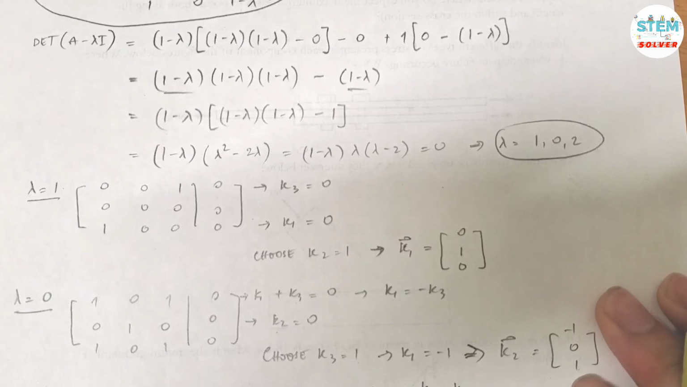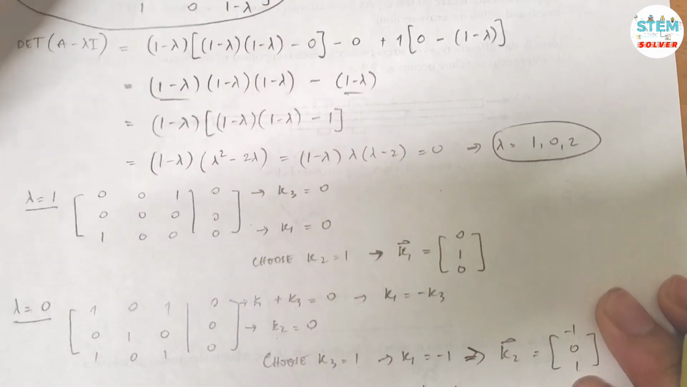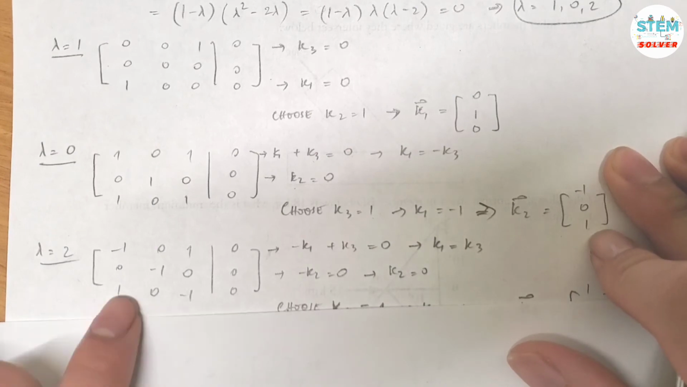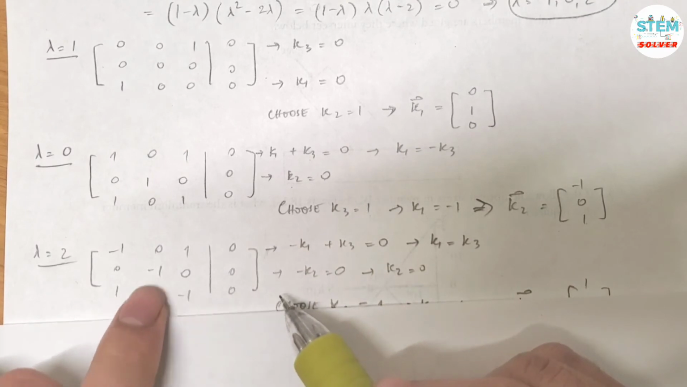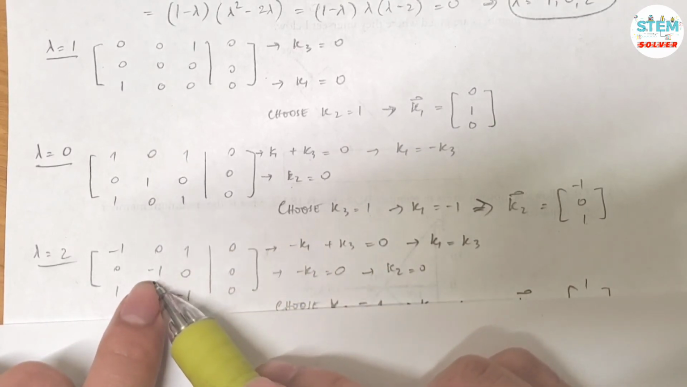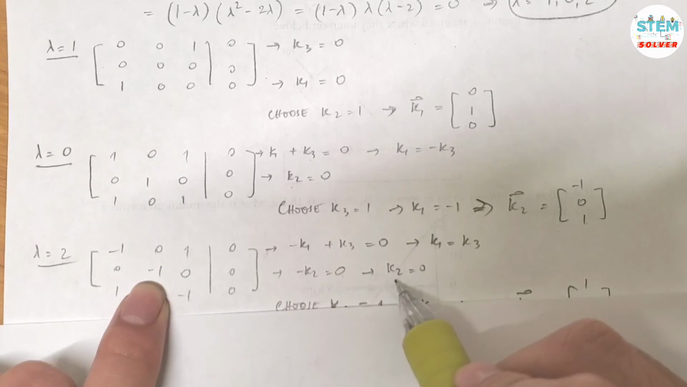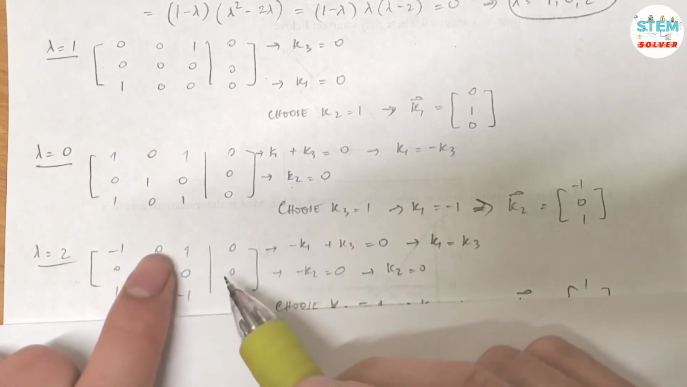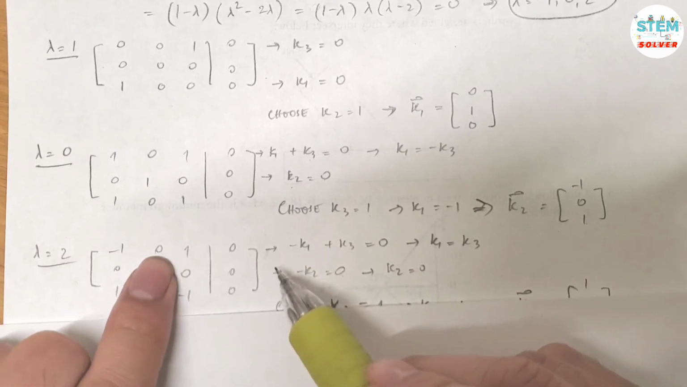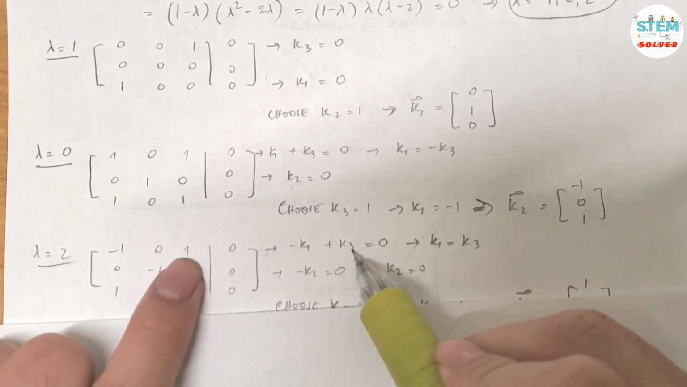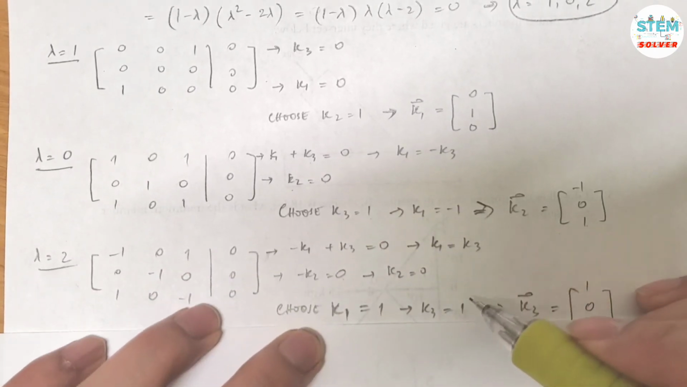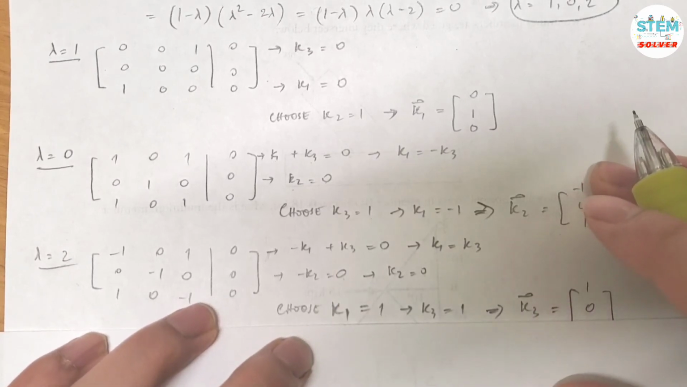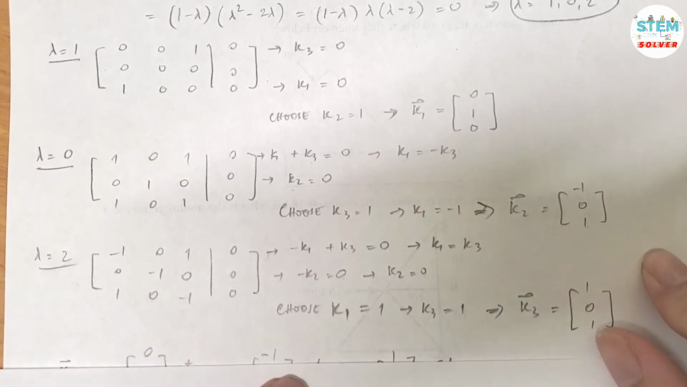Now you are going to do this process one more time for lambda equals 2. So my third matrix is this one, augmented with 0. Again, it's similar to this one, so I can see that negative k2 equals 0, then k2 equals 0. Now use the first equation, you can use the third one, it's up to you. Negative k1 plus k3 equals 0, then k1 equals k3. Use k1 equals 1, then 1 is the value for k3. Then vector k3 is 1, 0, 1.